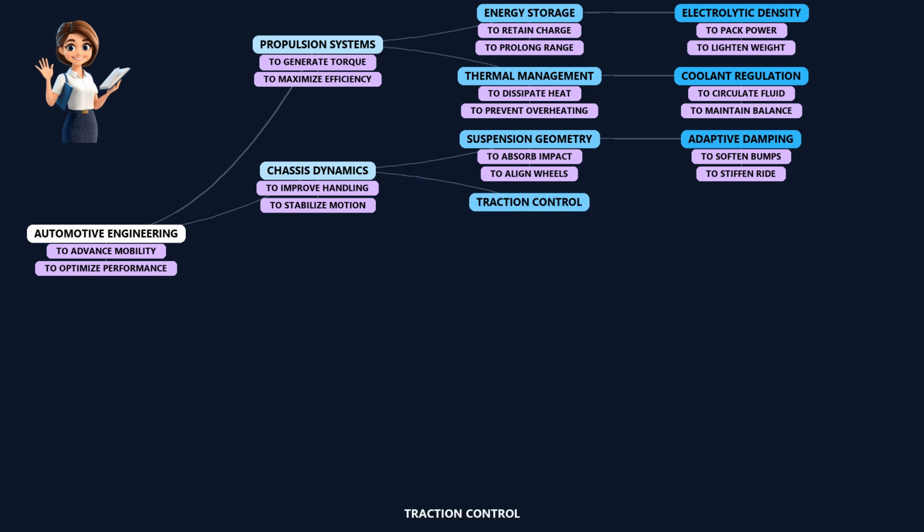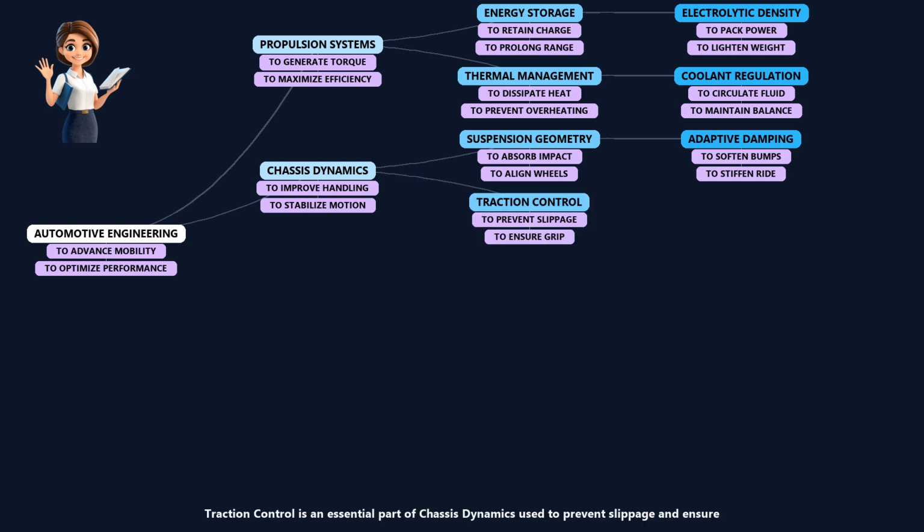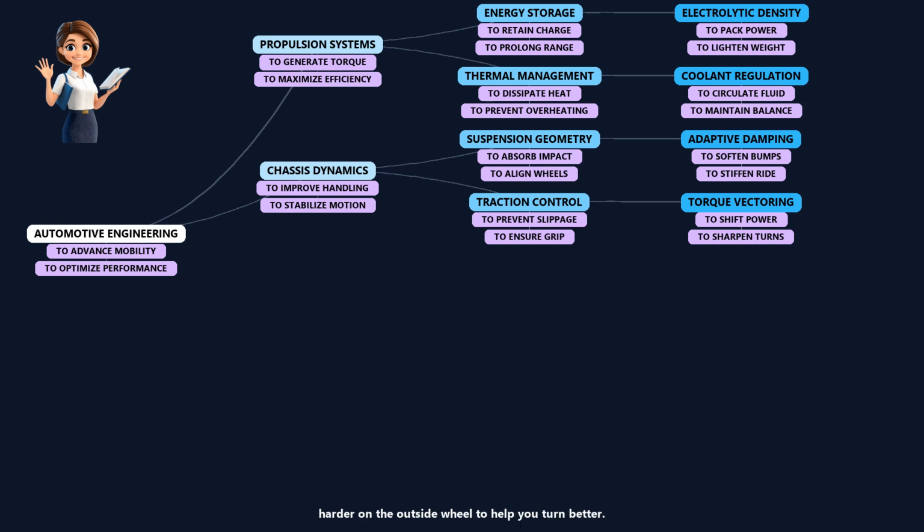Traction control. Traction control is an essential part of chassis dynamics used to prevent slippage and ensure grip on wet or icy streets. In short, the car's computer stops the wheels from spinning out when the road is slippery. Torque vectoring. As a specialized feature of traction control, torque vectoring can shift power and sharpen turns by helping the wheels spin at different speeds. To put it simply, the car pushes harder on the outside wheel to help you turn better.